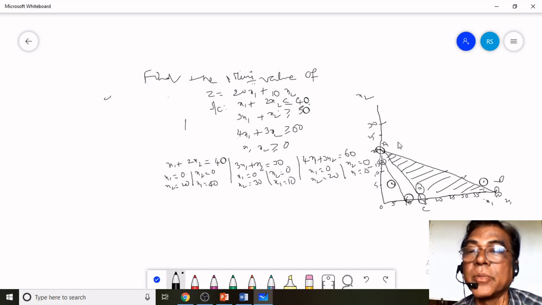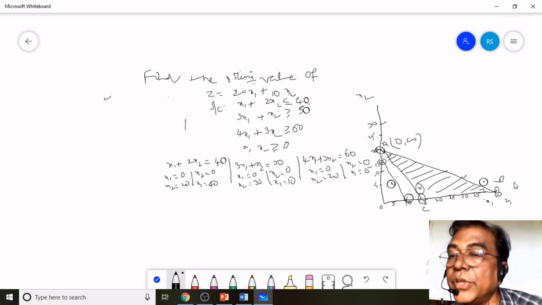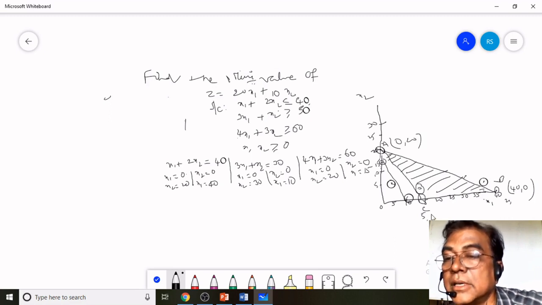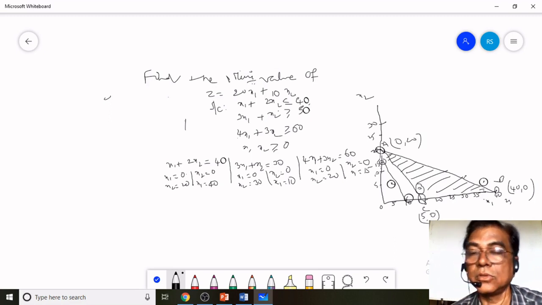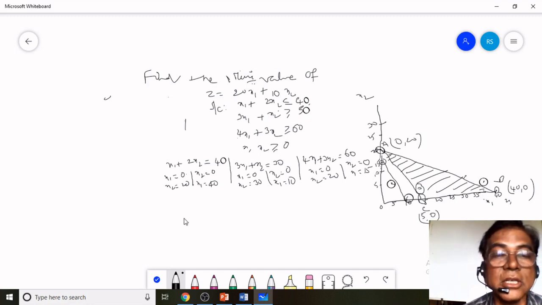Now take the corner point values. A is x1 equal to 0, x2 equal to 20, that is (0, 20). B is x1 equal to 40, x2 equal to 0, that is (40, 0). C is x1 equal to 5, x2 equal to 0, that is (5, 0). Now write down all the values. So what is the maximum equation?